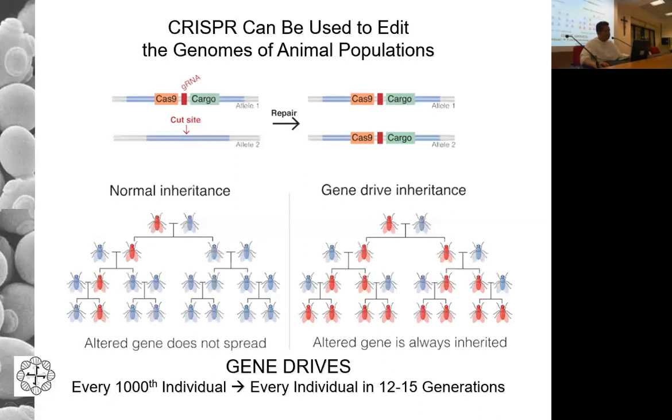Now you should know that if you are able to introduce the CRISPR into 1 in 1,000 animals, all you have to do is wait 12 to 15 generations before every animal has that gene. It would be true as well for us, but 12 to 15 generations would be a long time for us. It would take 500 years. But for insects, 1 or 2 years.